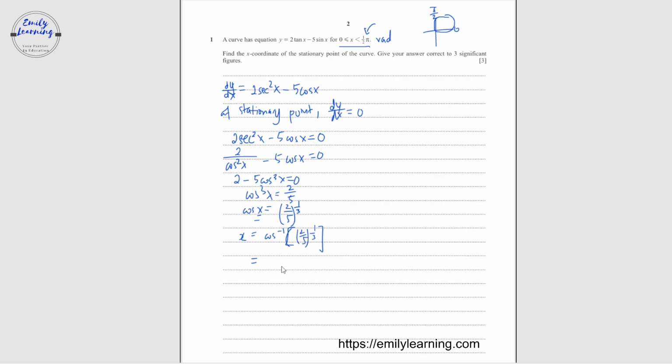By typing this into a calculator, I obtained a value of 0.742 radians when rounded off to 3 significant figures. So this is the x coordinate of the stationary point.